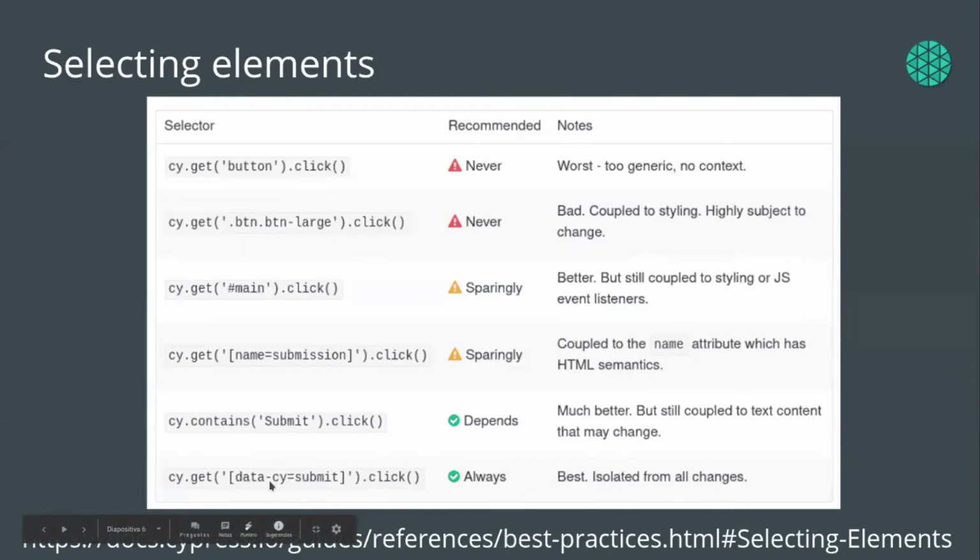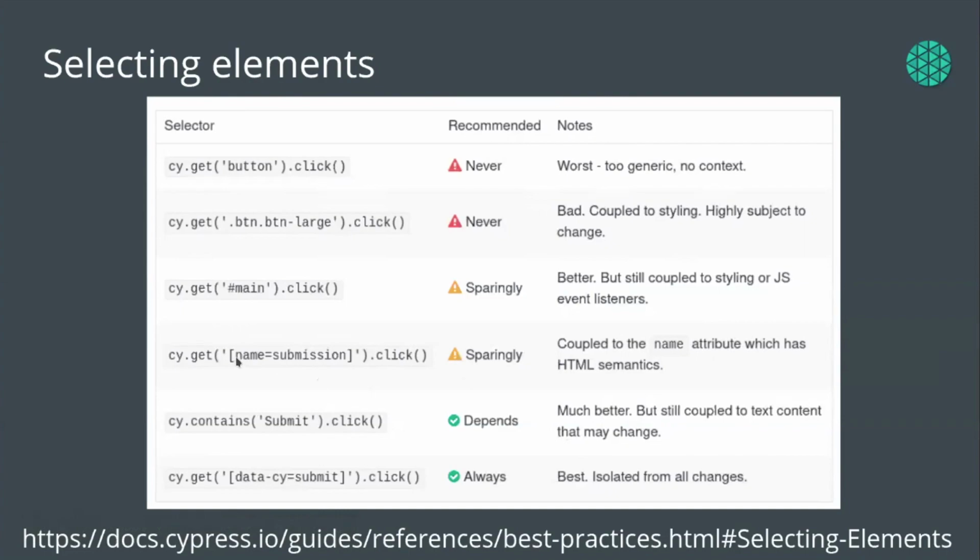Sometimes we cannot add an attribute. For example, in Meshery, we're using Material UI for some components, and those components don't accept another attribute. So we can use another function, contains, where we search for the word submit and then interact with the element. This is less good, but it's a way to do it if we cannot add another attribute.